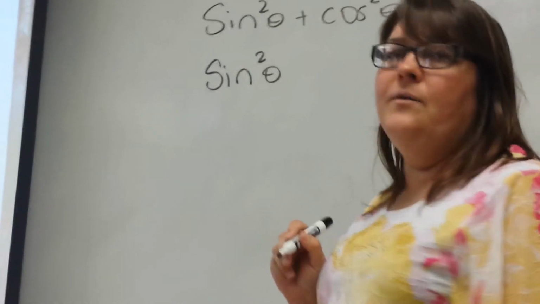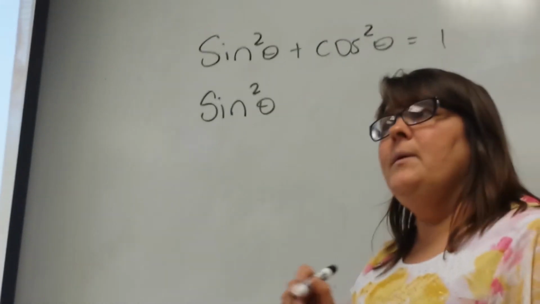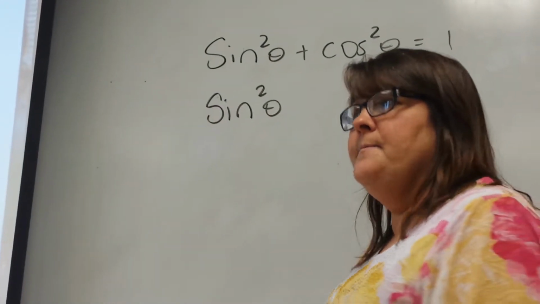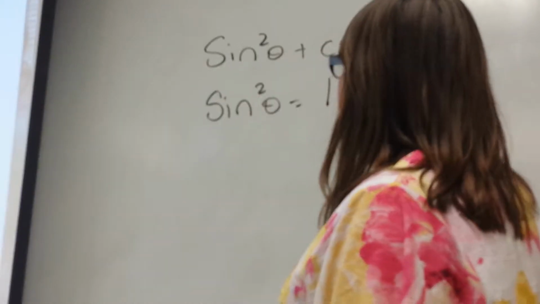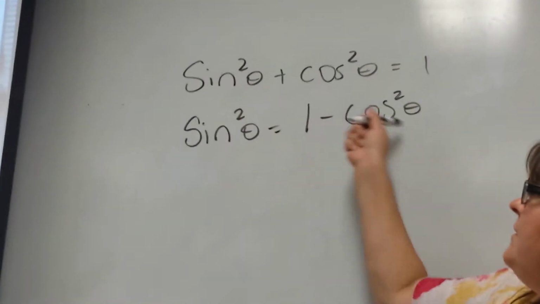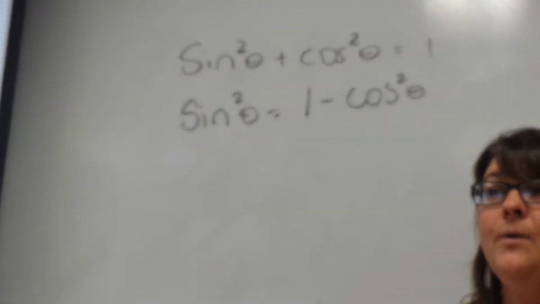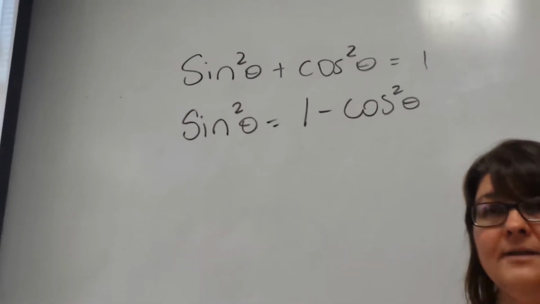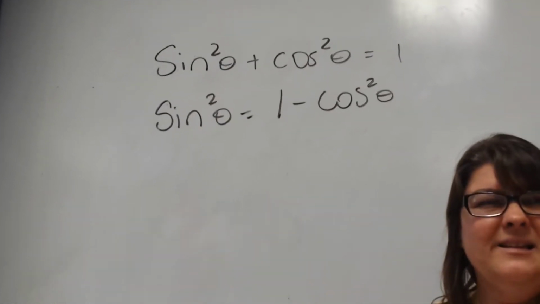is let's solve for sine squared. So what do I do when I solve for sine squared? I subtract cosine squared. So on a paper, if the answer that comes up is 1 minus cosine squared, I would go, oh, wow, that's cool, that's sine squared. Does that make sense?